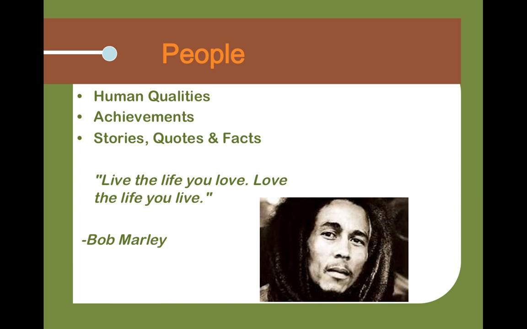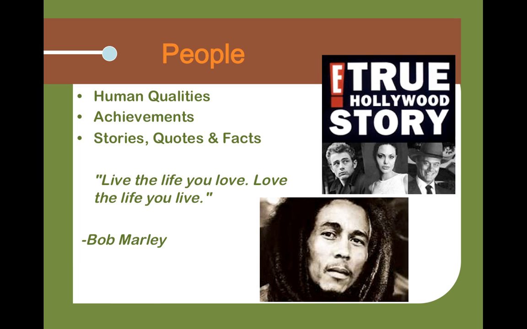So if you wanted to give a speech about someone, you want to talk about their human qualities, their achievements, and then make sure to include any stories, quotes, and or facts. So if you wanted to give a speech on, let's say, Bob Marley, you might want to include famous quotes that would represent him, such as "Live the life you love, love the life you live," Bob Marley. Might want to talk about his family, his religion, and maybe his political stance.